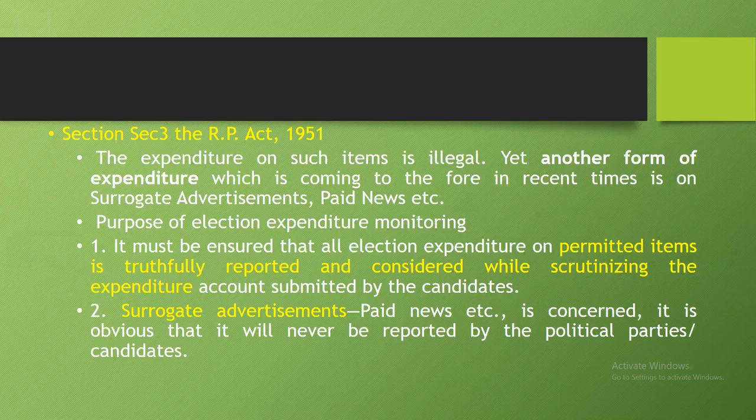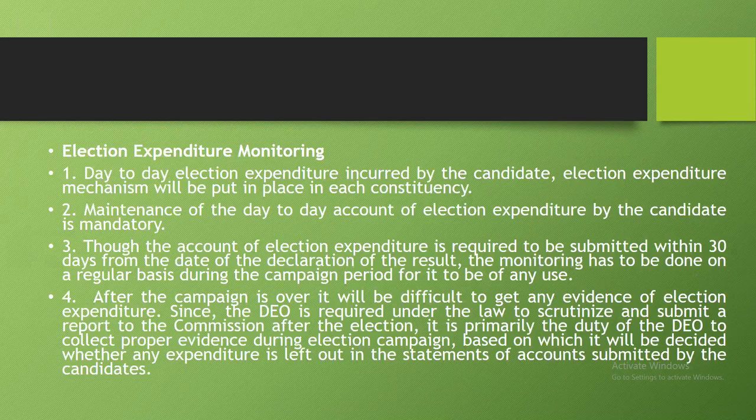Further, it must be ensured that all election expenditure on the permitted items is truthfully reported and considered while scrutinizing the expenditure account submitted by the candidate. As far as surrogate advertisement, paid news, etc. are concerned, it is obvious that they will never be reported by the political party or the candidate. Then, how are these things to be monitored?